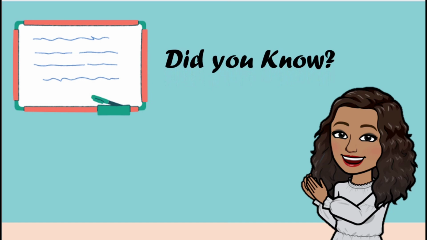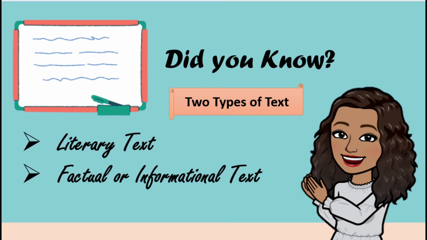Did you know that there are actually two types of text? The first one is what we call the literary text, and the second is what we call the factual or informational text. Let us differentiate the two. First, we have the literary text.